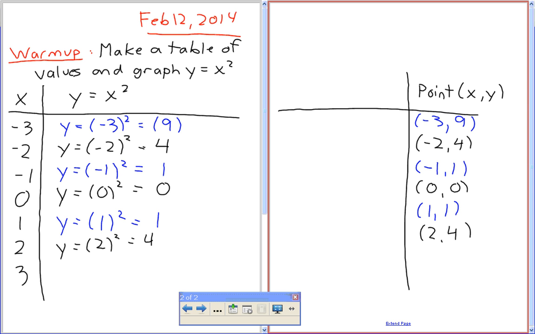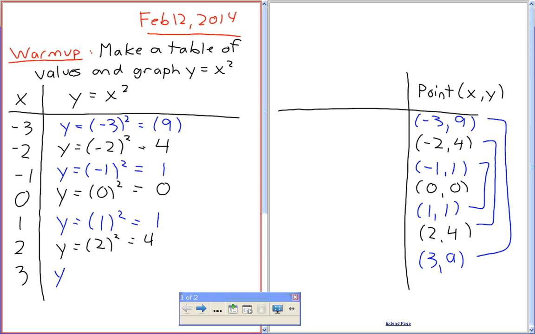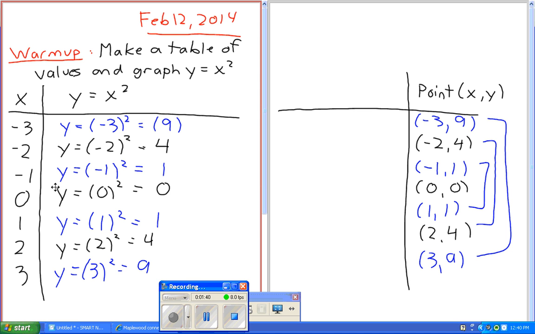Yeah, 3 and 9, right? That's what it's going to be. We'll work it out just to show. But if you take a look, these two match, these two match, and these two match. And as Kim said, it's not going to be a straight line, it's going to go up and down. Okay, so y equals 3 squared is 9.